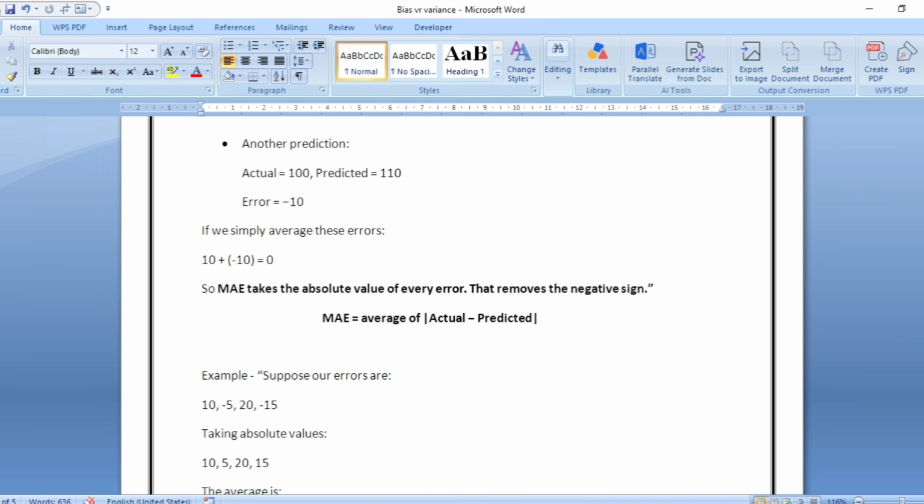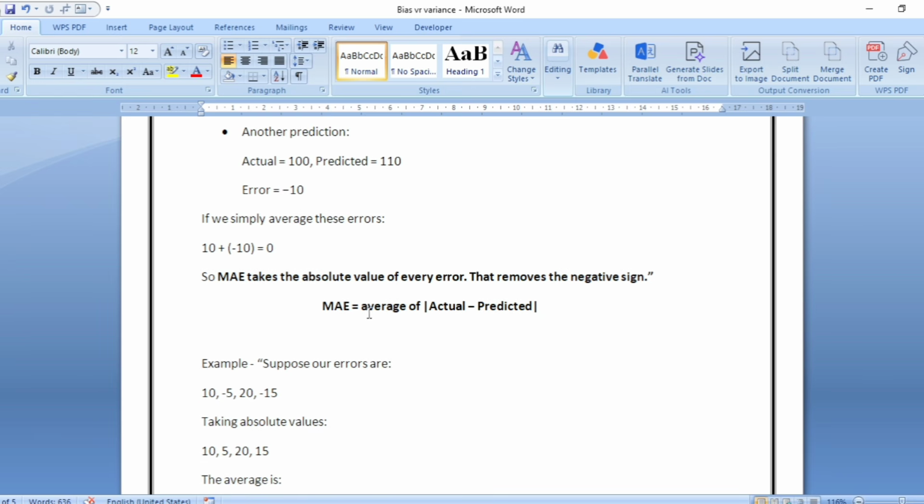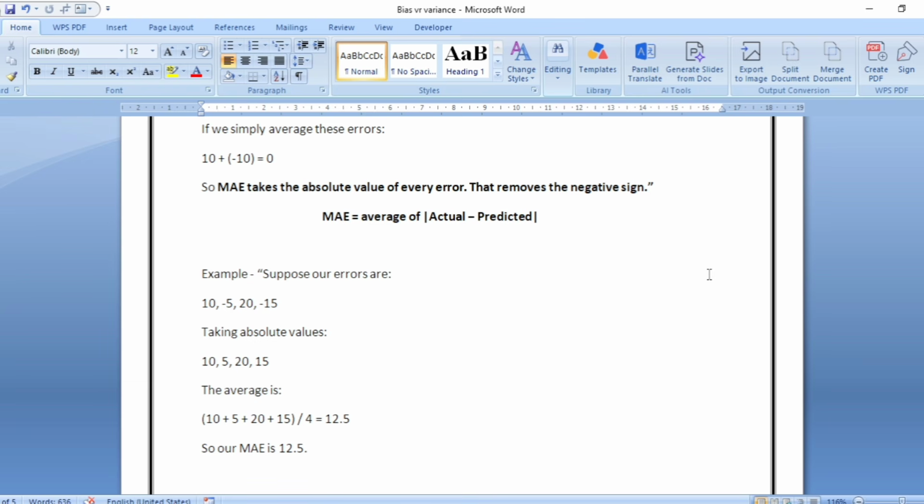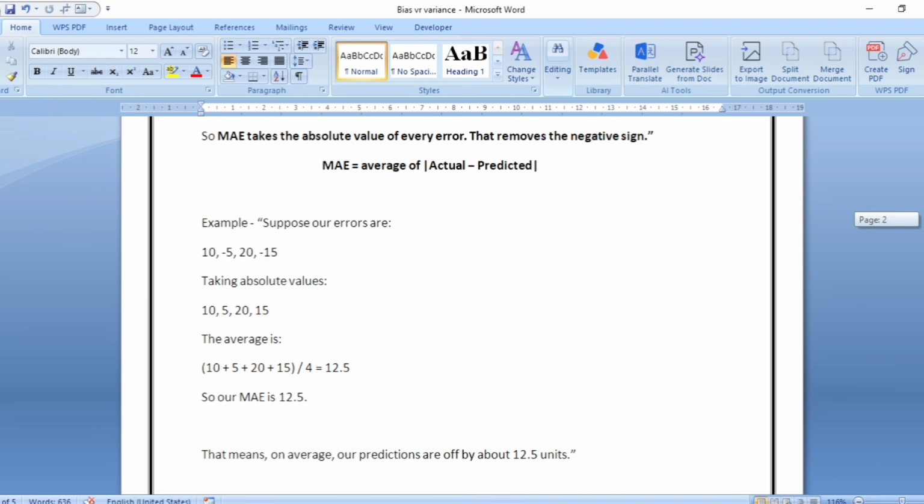So mean absolute error takes the absolute value of each error. That is, it removes the negative sign. So the formula is the average of the absolute value of actual minus predicted. The example I have given here is, suppose we have errors like 10, minus 5, 20, minus 15. Taking absolute values of them, we get 10, 5, 20, 15. Then we take the average of it, getting the value 12.5, which is our mean absolute error. That means, on average, our predictions are off by 12.5 units.